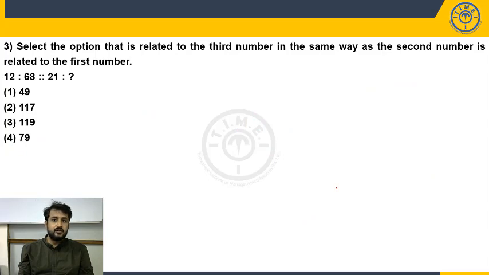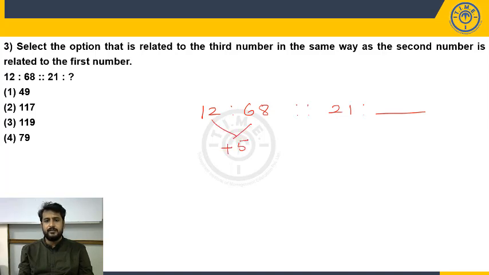Select the option that is related to the third number in the same way. Almost every question will have the same direction, no need to repeat it. 12 is to 68 proportion 21 is to dash. As the numbers are very close, let's first check the difference. 12 to 68 difference is plus 56. 21 applying the same logic, 21 plus 56 is equal to 77. Is there any option available with this? No. So this logic is no. So the difference logic is over.